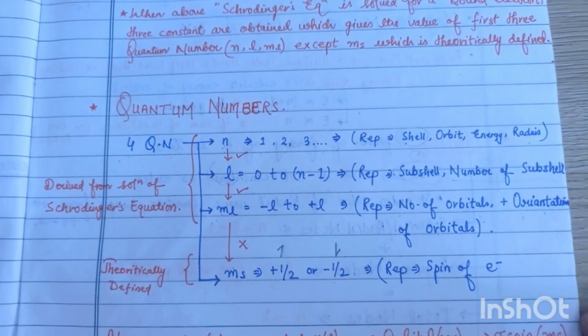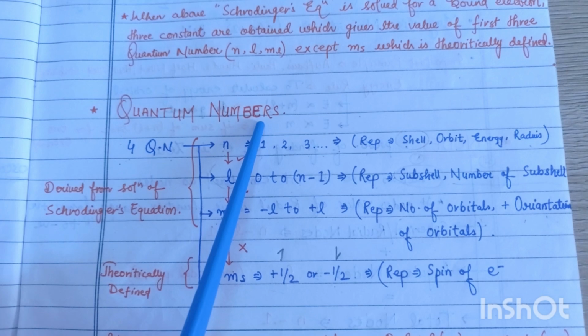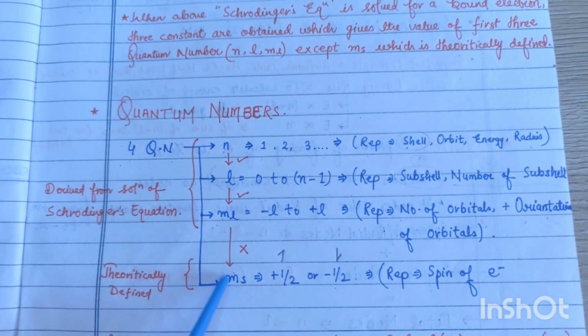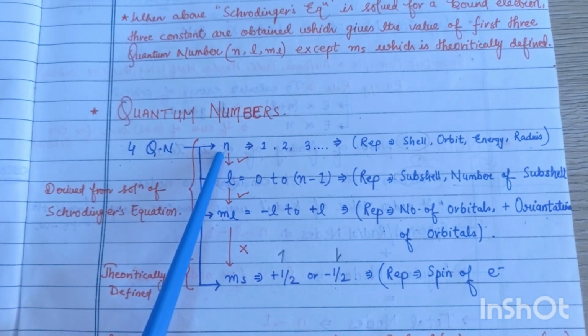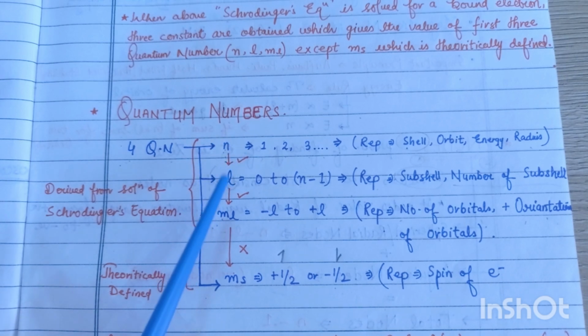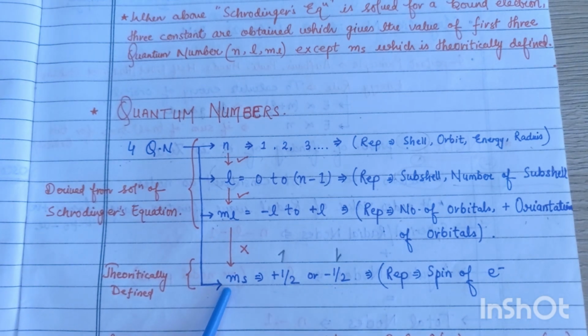My dear student, quantum numbers, as I already told you, are the address of the electron. To determine the position of the electron, we have four quantum numbers, where n is the principal quantum number, l is the azimuthal quantum number or subsidiary quantum number, ml is the magnetic quantum number, and the last is ms, the spin quantum number.